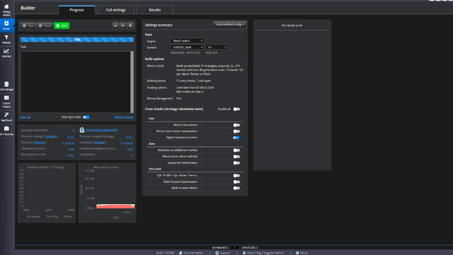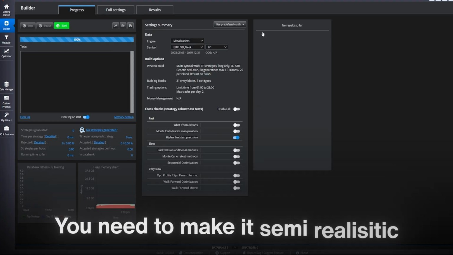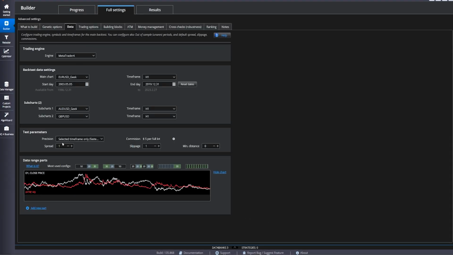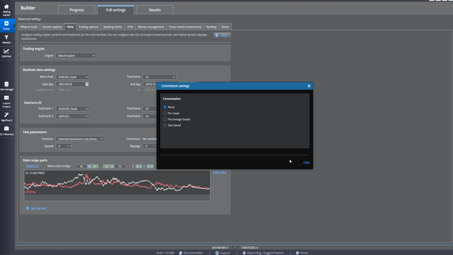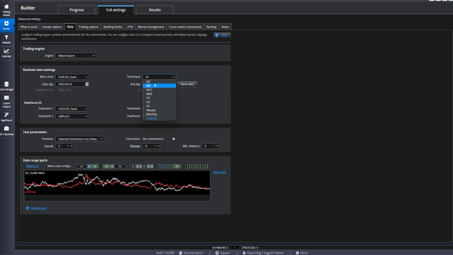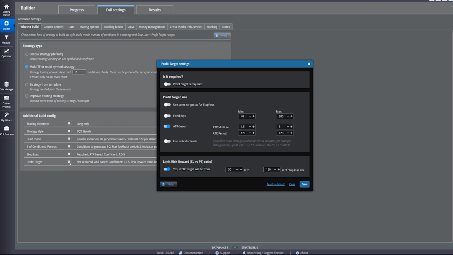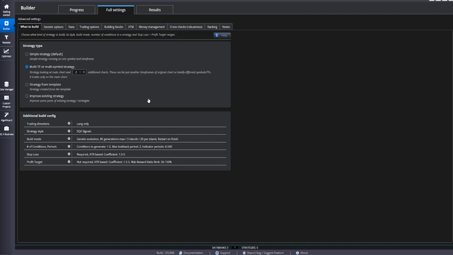One thing to consider on backtests is you need to make them semi-realistic. So for example here, if I put the spread as 0, the slippage as 0, the commission as none, and then also said I want to do a minute 1 scalper with my stop loss and take profit at like 2 pips. Yes, I'm not going to actually do it, just not to mess it up. But if you want 2 pips stop loss and take profit, maybe it will find something that looks good.